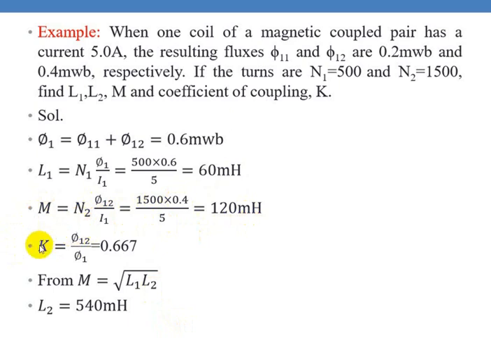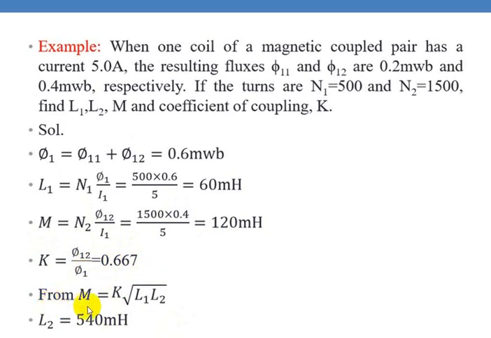Then find K. K is nothing but the flux linking with the neighboring coil to the total flux, Φ12 by Φ1, which will be 0.667. Then using this formula, M is equal to K into under root of L1 into L2. So M is known, K is known, and L1 is known, L2 is unknown. So you can find L2 as 540 millihenry.